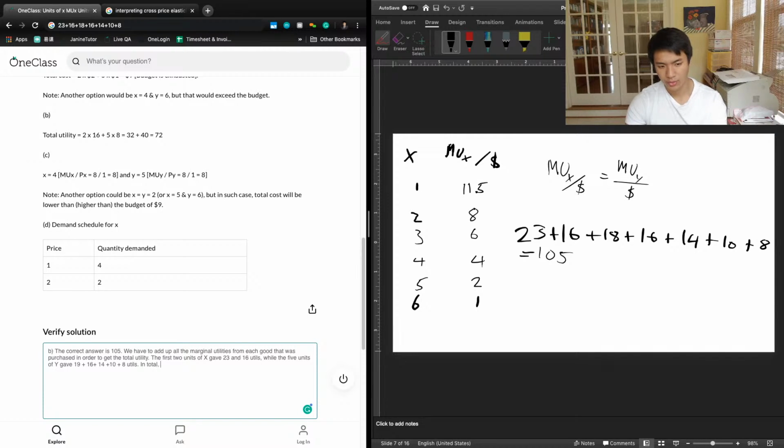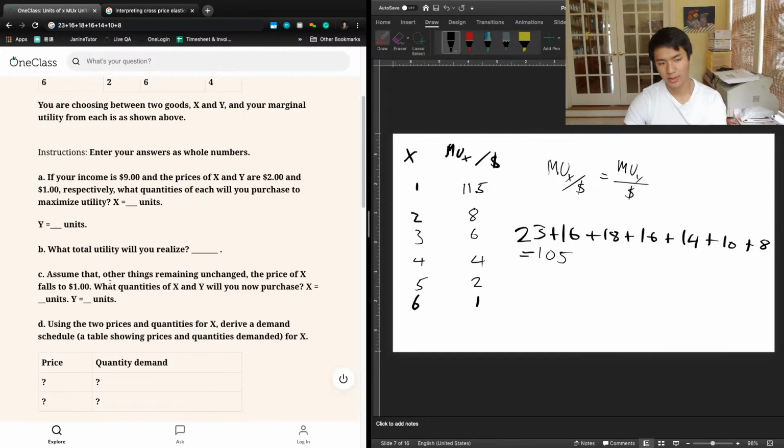In total, this consumption bundle of 2x and 5y gave us 105 utils. And that's going to be the correct answer here. Okay, let's take a look at question C.